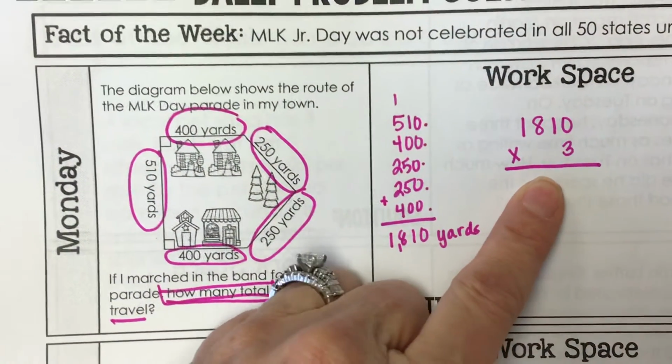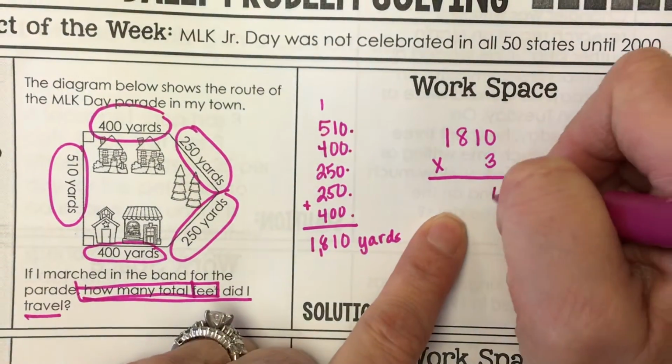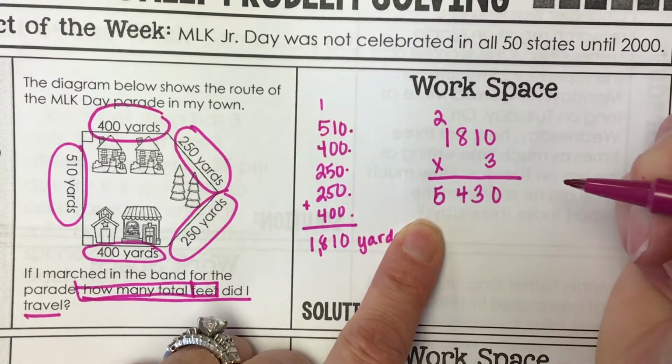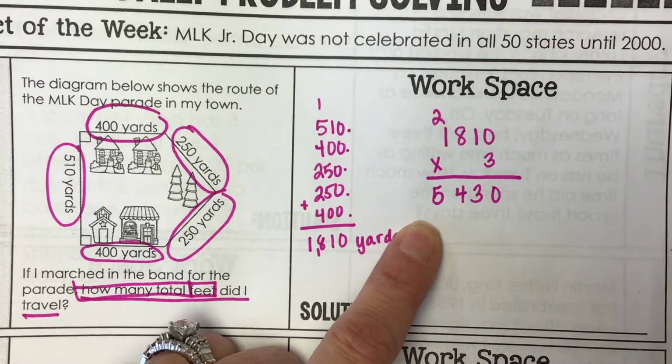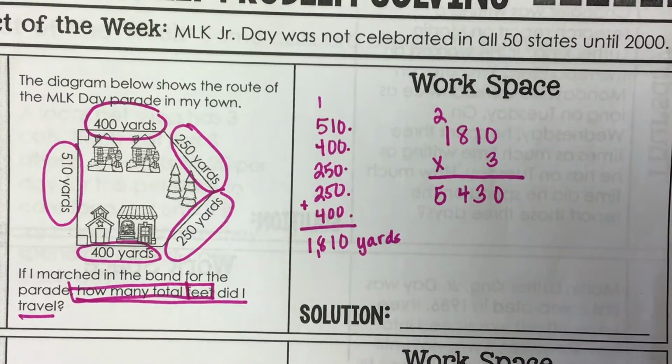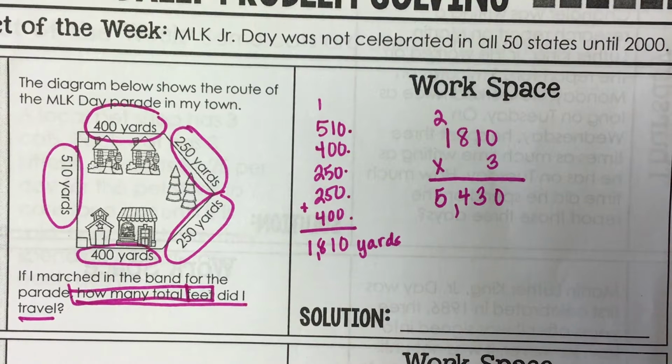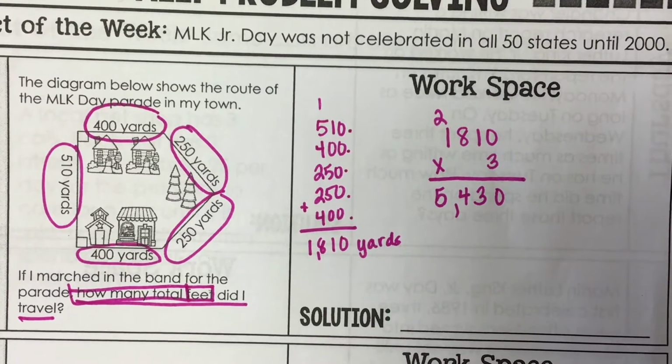Okay, you can use any strategy you like for the multiplication. And when I multiply 1,810 times 3, I get 5,430. Yes, Mia? You divided? Right, so when you go from a larger unit to a smaller unit, like yards to feet or feet to inches, your number is going to be bigger. So you multiply because you're going to have more feet than yards because feet aren't as big, okay?